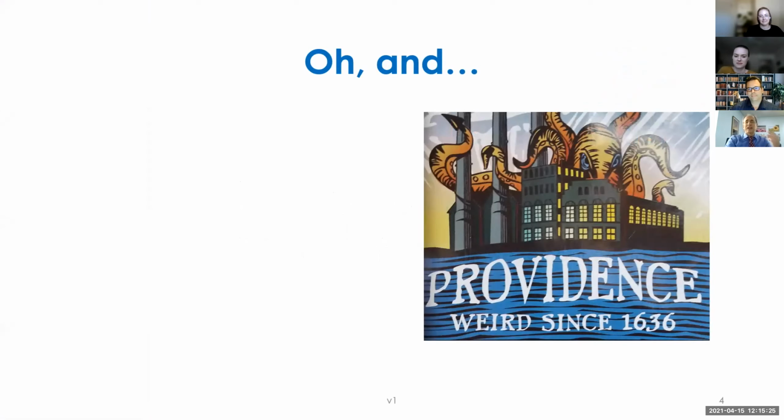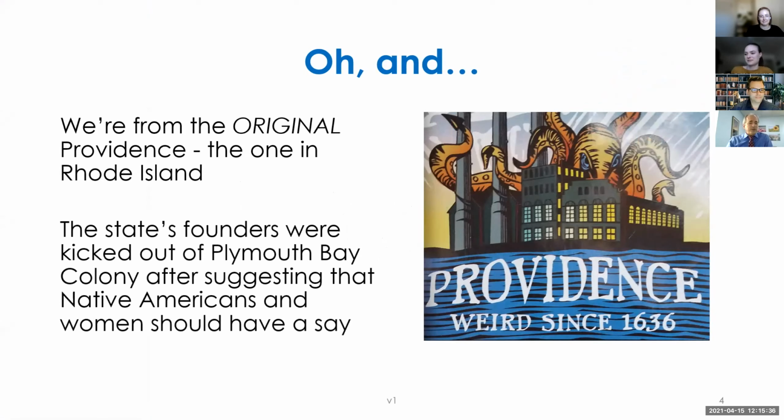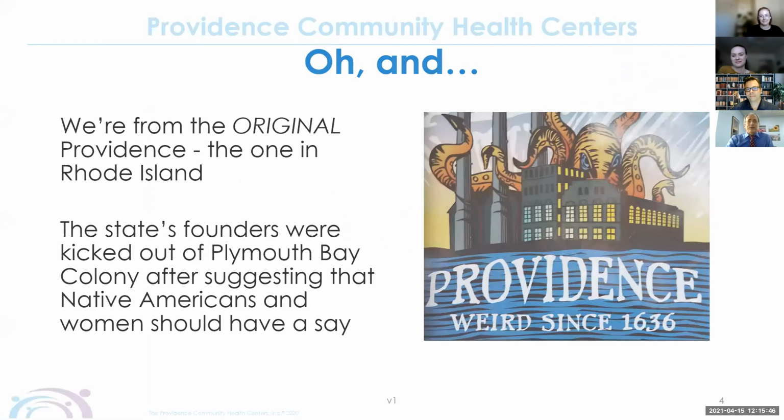And in case you didn't catch the gist earlier, we are from the original Providence, Rhode Island. We've been weird since 1636. And why are we weird? Well, because we were all kicked out of Plymouth Bay Colony for having the audacity to suggest that women and Native Americans should have a say in things. So we are not Providence from Portland. We are Providence in beautiful downtown Rhode Island.